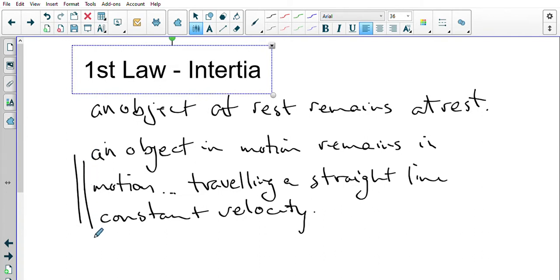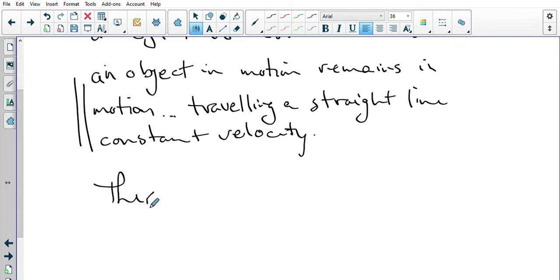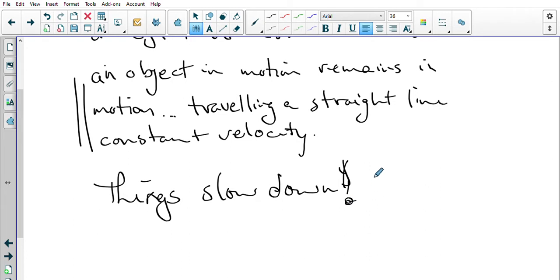This second part is kind of a part that we don't often think about. We can understand an object at rest remains at rest, but an object in motion remains in motion? Well, we don't really see that. When you're driving in a car, you take your foot off the accelerator, you come to a stop. Things slow down, so how does that fit? We'll get into that. But this is what Newton's law states.